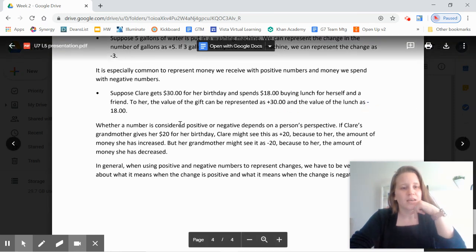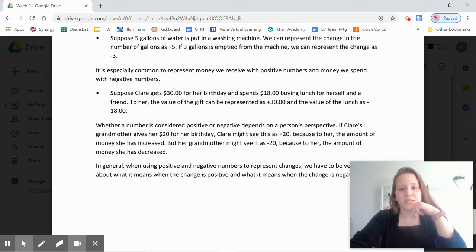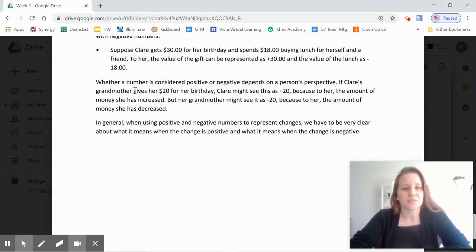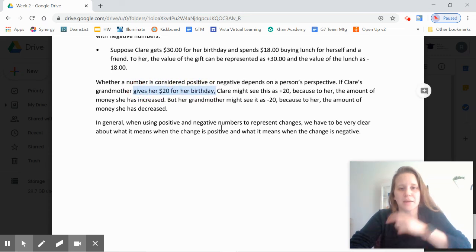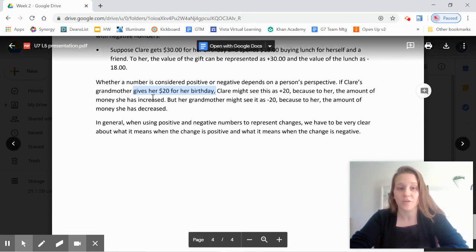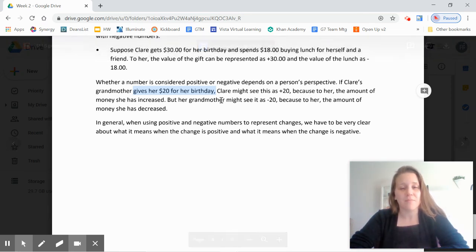Okay. Whether a number is considered positive or negative depends on the person's perspective. If Claire's grandmother gives her $20 for her birthday, Claire might see this as positive 20 because, to her, the amount of money she has increased. But her grandmother might see it as negative 20 because, to her, the amount of money has decreased. That's such a great example.